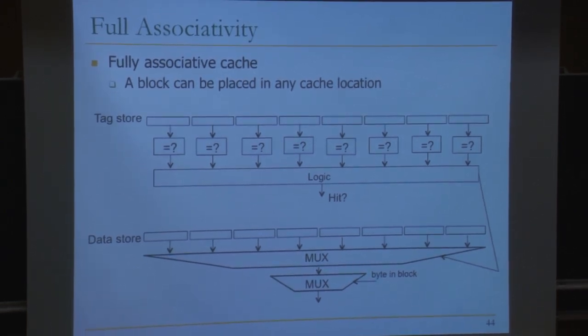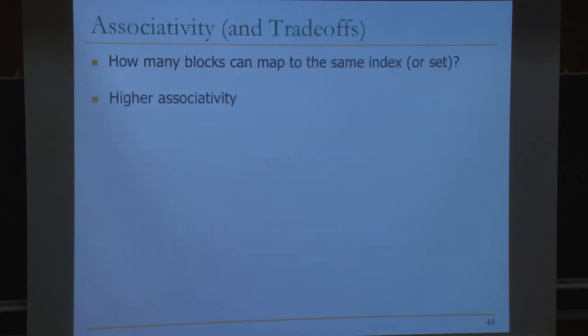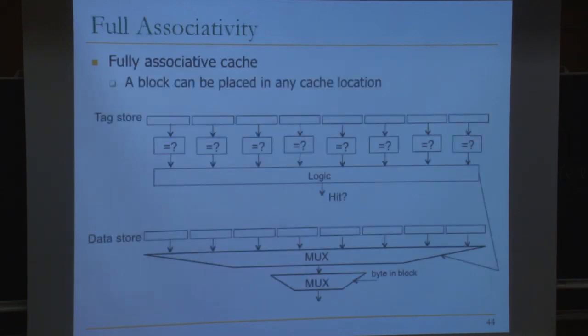Does that make sense? So this is most flexible. That's the upside, which means that you can accommodate many access patterns in terms of conflict misses. You're only limited by the capacity of the cache.